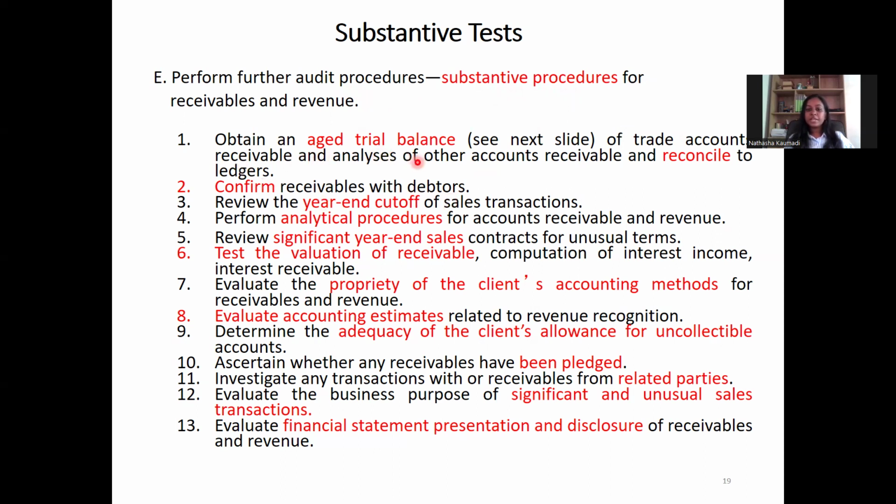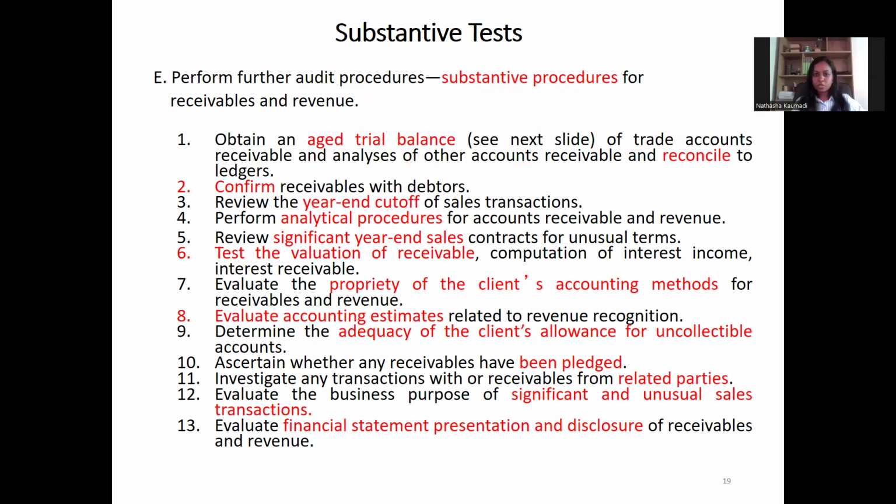Obtain the aged trial balance. What do you mean by aged trial balance? That is the aging report. I'll show you the aging report, the aged trial balance of trade accounts receivable, and analysis of other accounts receivable, and reconcile to ledgers. Basically, you get the aging report, the debtor or trade receivable aging reports, and you can analyze it. That is a substantive procedure. Confirm receivables with debtors. You are calling for external confirmations from the trade receivables, right? That is confirming.